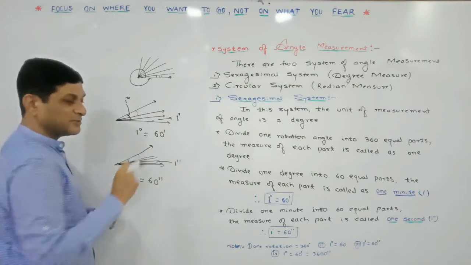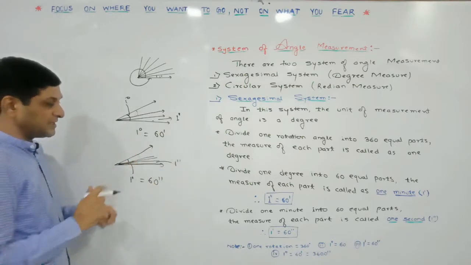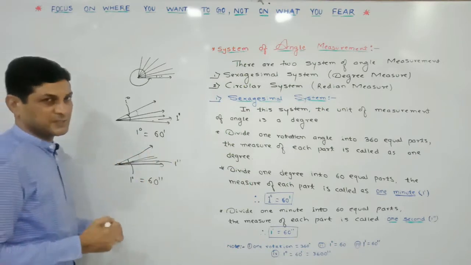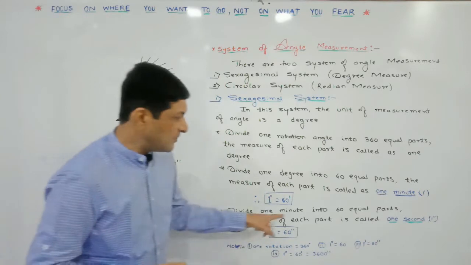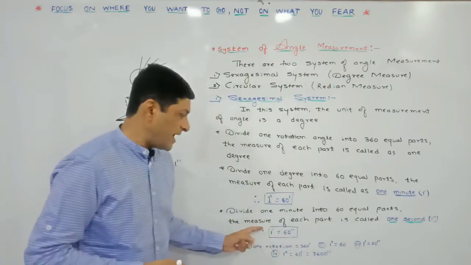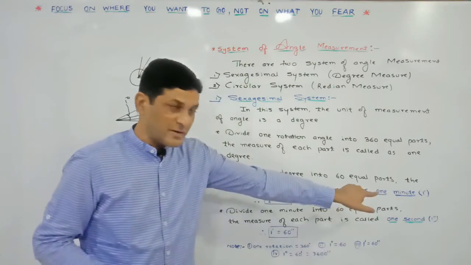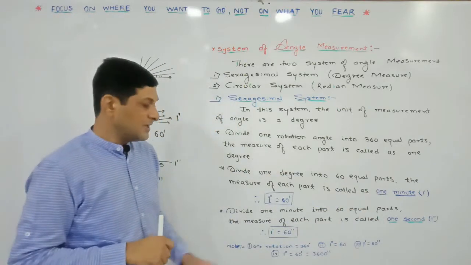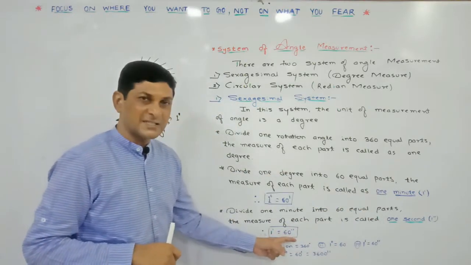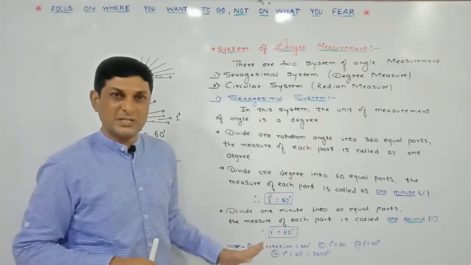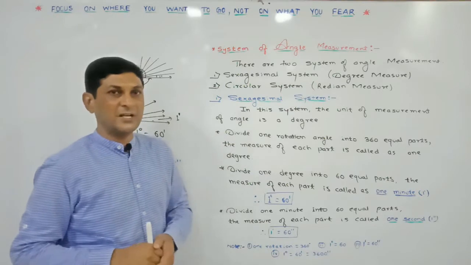It is denoted by this notation. Iska matlab 1 minute ke andar 60 seconds hai. Means 1 minute will be equal to what? 60 seconds. So divide 1 minute into 60 equal parts. The measure of each part is what? 1 second, and it will be denoted by that notation, 1 double dash. So in 1 minute, how many seconds are there? 60 seconds are there. So these are some newly introduced results. Try to understand it very carefully.